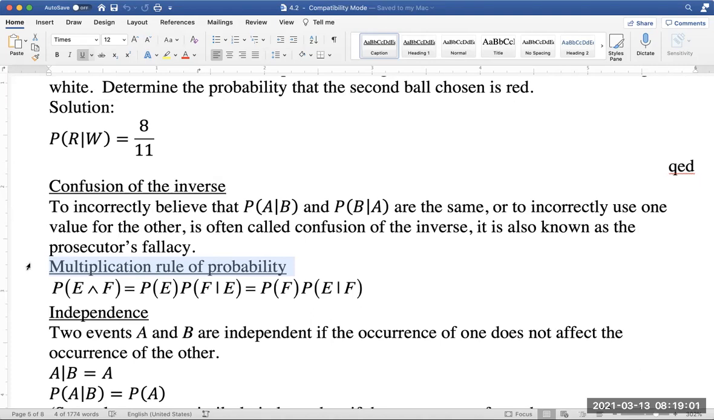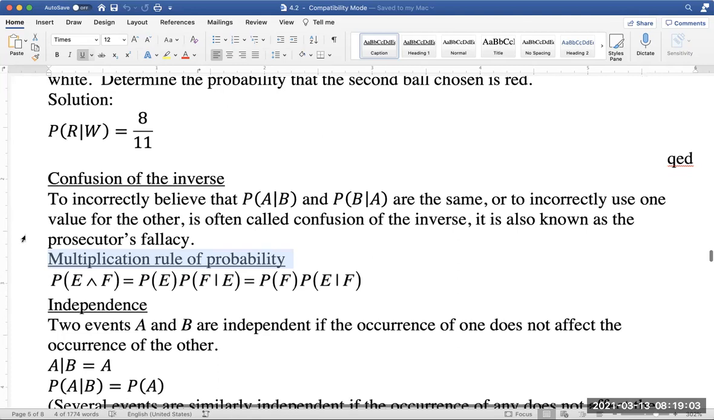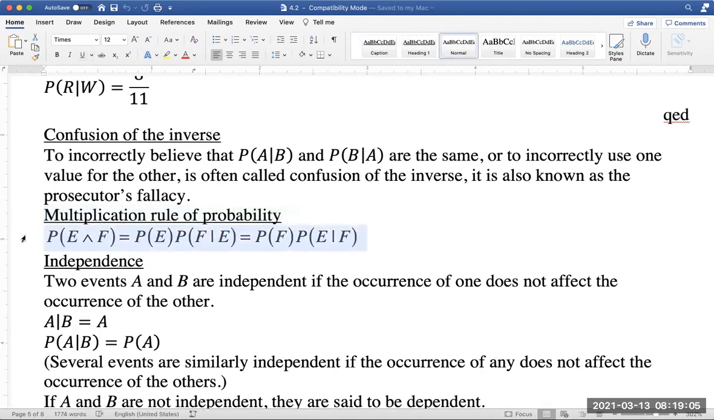The multiplication rule for probability. The multiplication rule for probability is the probability that E and F is the probability of E times the probability of F given E. Or I could write it this way: the probability of F times the probability of E given F.